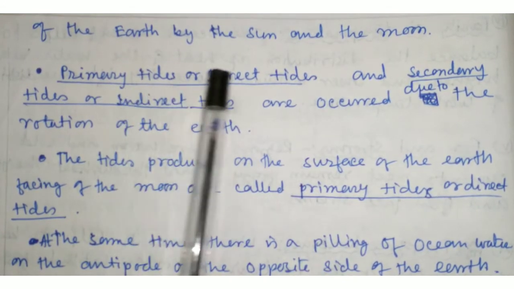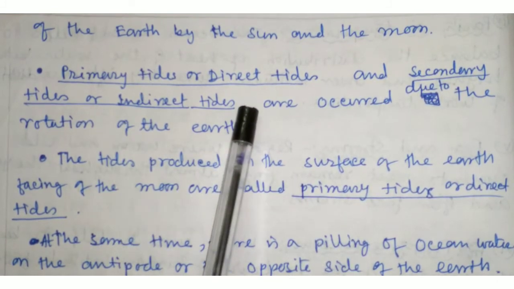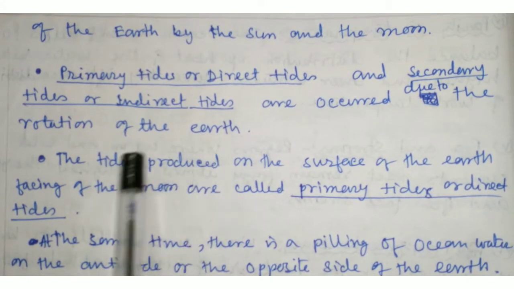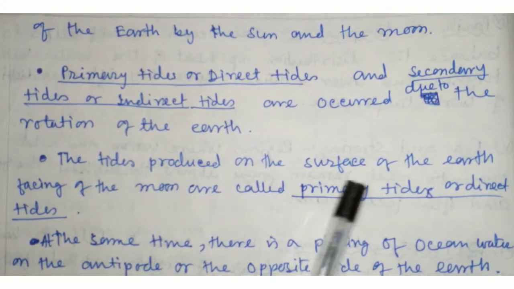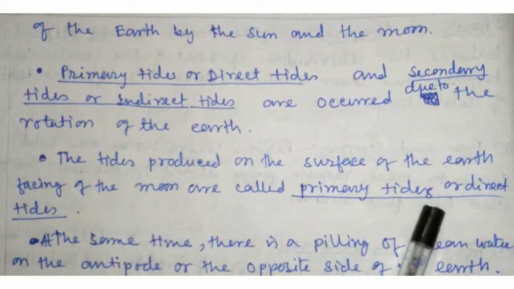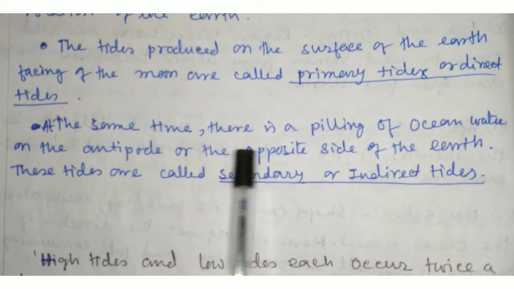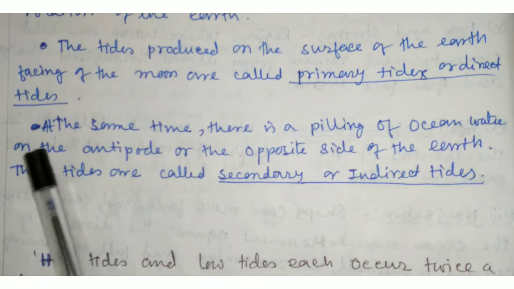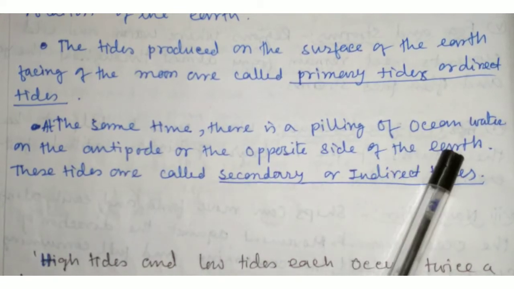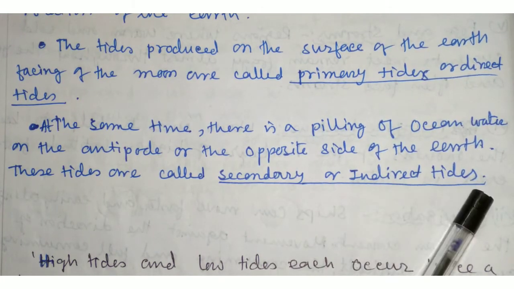Primary tides or direct tides and secondary tides or indirect tides occur due to the rotation of the earth. The tide produced on the surface of the earth facing the moon is called primary tide or direct tide. At the same time, there is a peeling of ocean water on the antipode or the opposite side of the earth. These tides are called secondary or indirect tides.